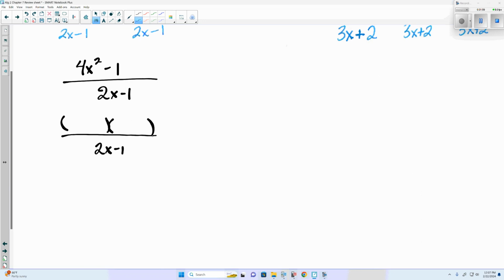Our numerator is factorable. Whenever we have two things being subtracted, one has a variable being squared, the other doesn't, we need to check for difference of perfect squares. 4x squared is a perfect square. It's 2x and 2x. Minus 1 is a perfect square. It is 1 and 1. Now that does give us something in common on top and bottom, 2x minus 1 and 2x minus 1. And what that leaves us with is 2x plus 1. And that's the final answer.